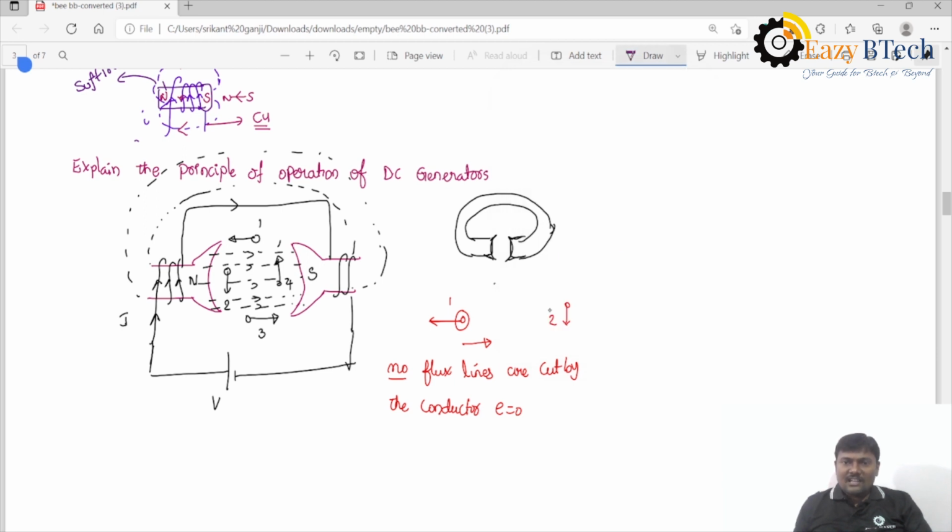At the second position, the tangential force is downwards, and the magnetic flux lines are exactly perpendicular, 90 degrees. That means the maximum number of flux lines are cut by the conductor.